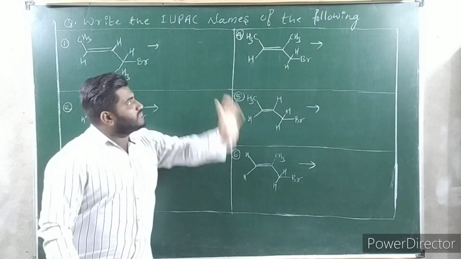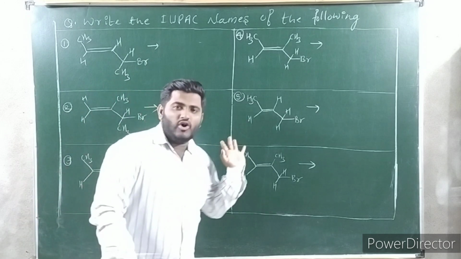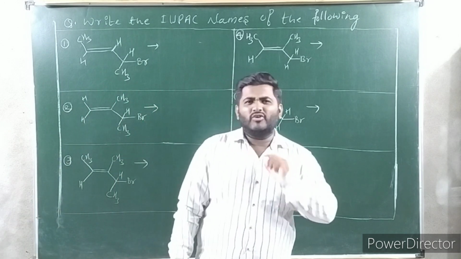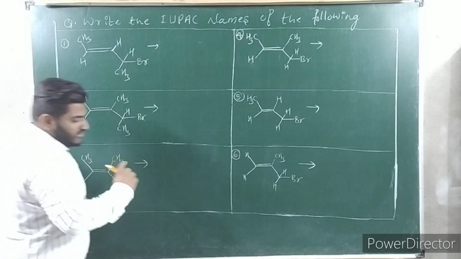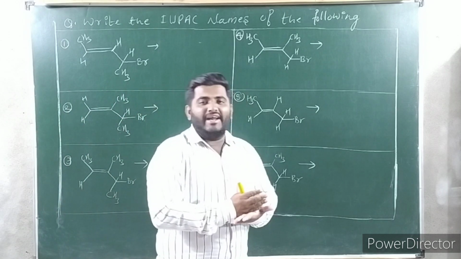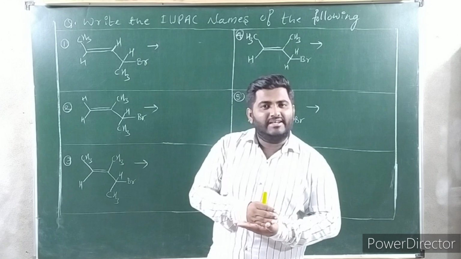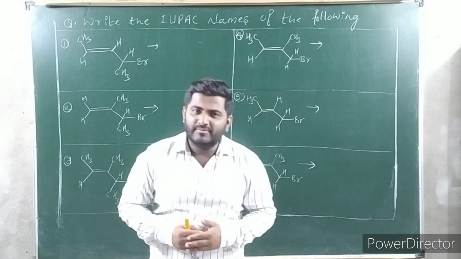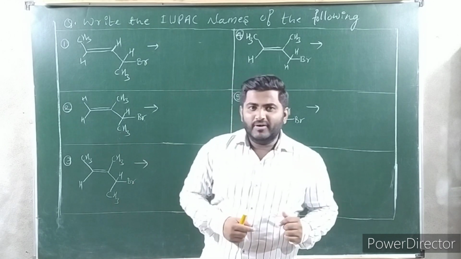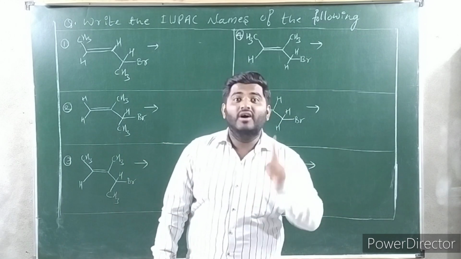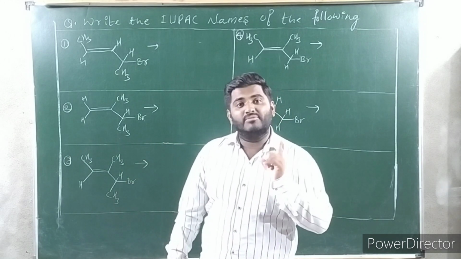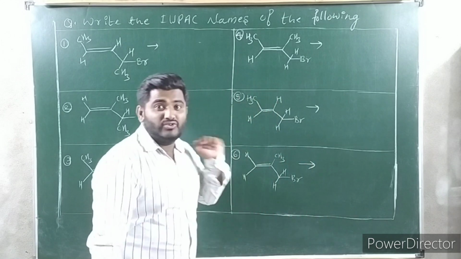Write the IUPAC names of the following. This is an NCERT solved problem, guys. Somewhat complicated, carefully see. First question: what are the rules to write the IUPAC nomenclature? You have to select first the longest carbon chain containing the functional group. And whenever alkene and halogen come, always give preference to alkene. Lowest number should be given to alkene, not to the halogen.